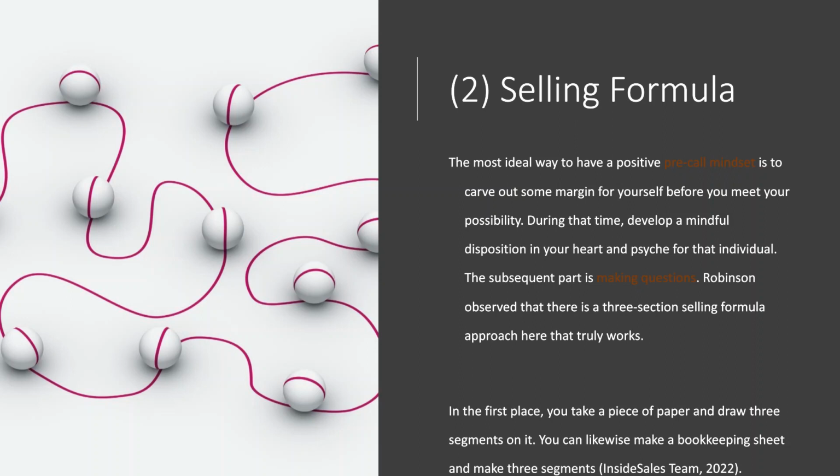The most ideal way to have a positive pre-call mindset is to carve out some margin for yourself before you meet your possibility. During that time, you can develop a mindful disposition in your heart and side for that individual. The subsequent part is making questions. Robinson observes that there are three sections in the selling formula approach. This can also work by jotting down some techniques by yourself or simply taking a piece of paper and drawing 3 segments on it. You can also make a bookkeeping sheet and make 3 segments.